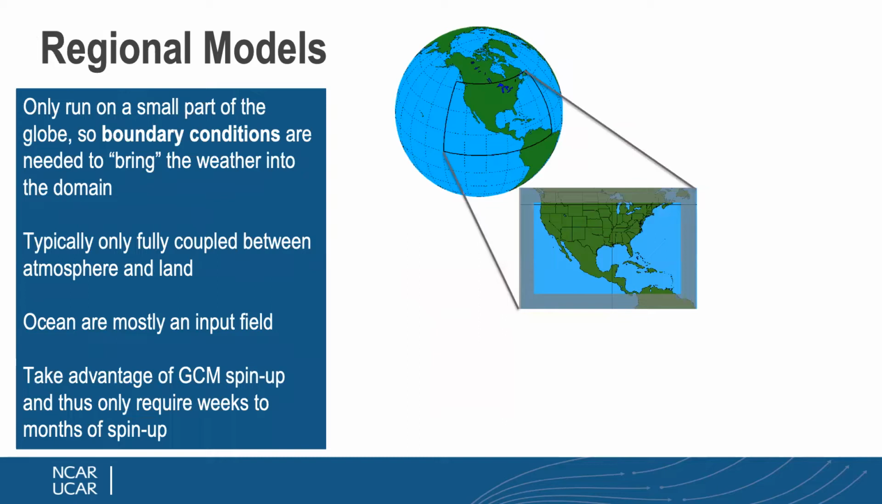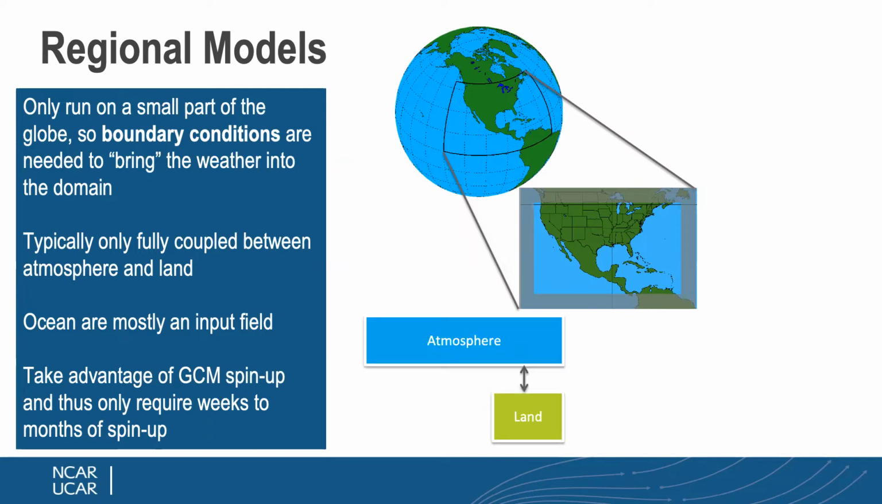Regional models, as the name suggests, are run over a really small part of the globe, so boundary conditions are needed to bring the weather into the domain of interest. These models typically only have an atmosphere and land component, and these components are typically coupled.